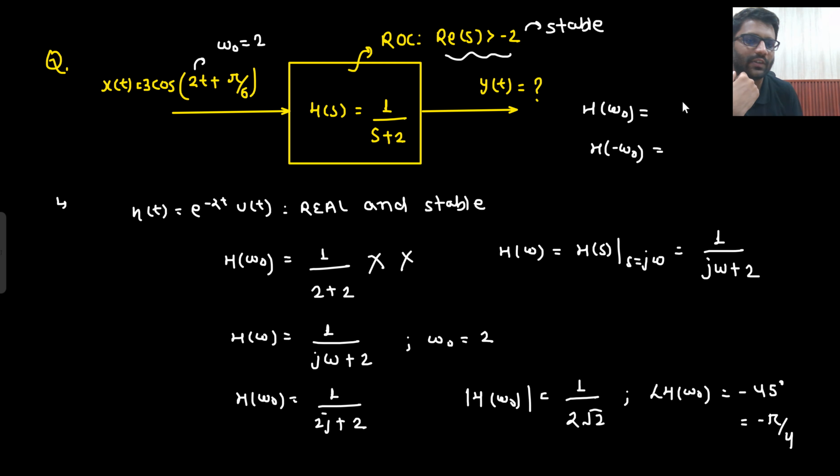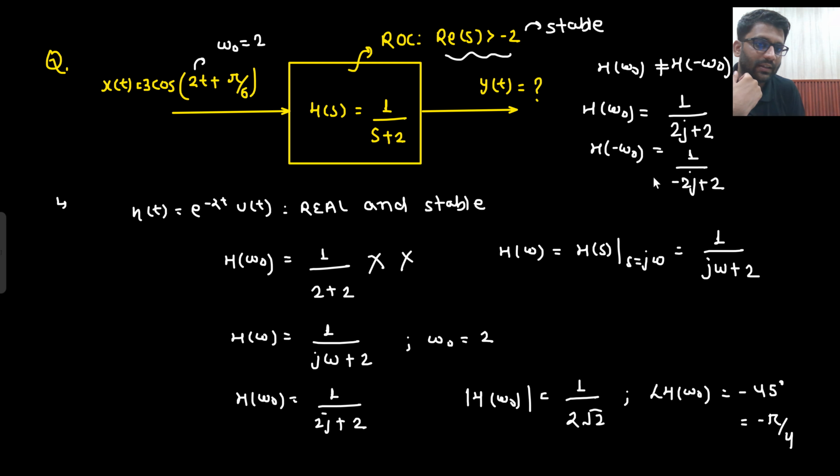So here also I should have first checked the value of H(ω₀), that is 1 plus j2 plus 2. And the value of H(−ω₀) is 1 plus, in place of jω you put −jω₀, that would be −2j plus 2. So both are not equal.